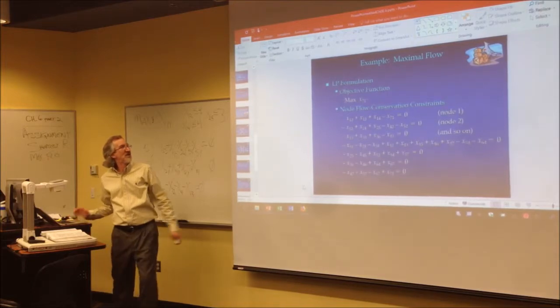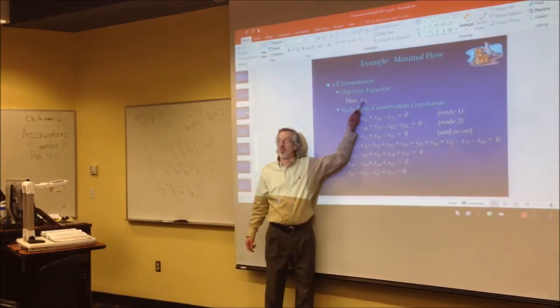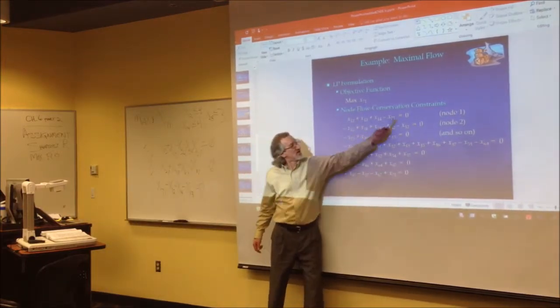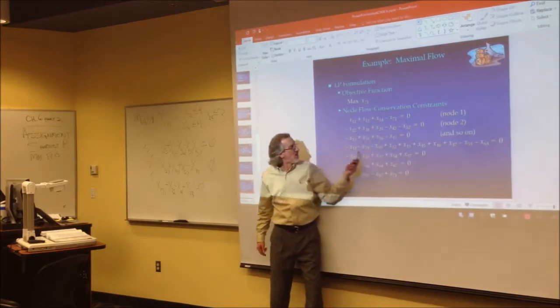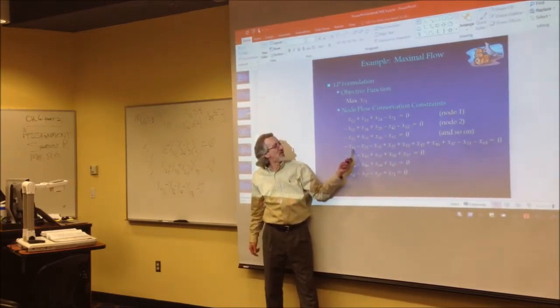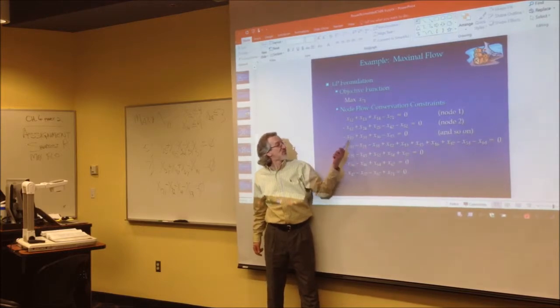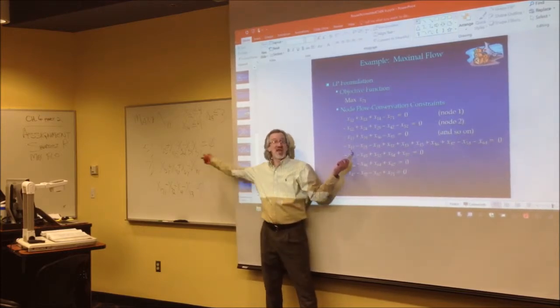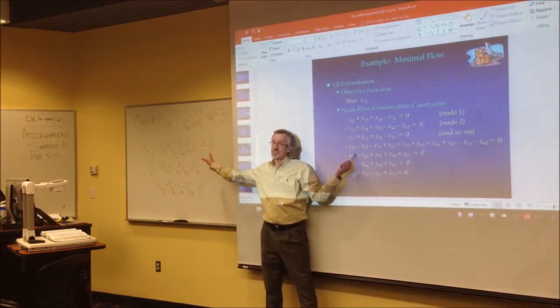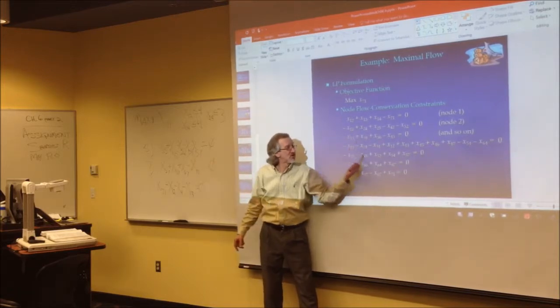We counted everything. Here's our objective function, one variable. Here's all our constraints, all equal to 0. Oh, we didn't do constraint 4, did we? Look at this. This one is showing everything going in as negative. We had everything going in as positive. Doesn't matter. They're both right as long as you're consistent.